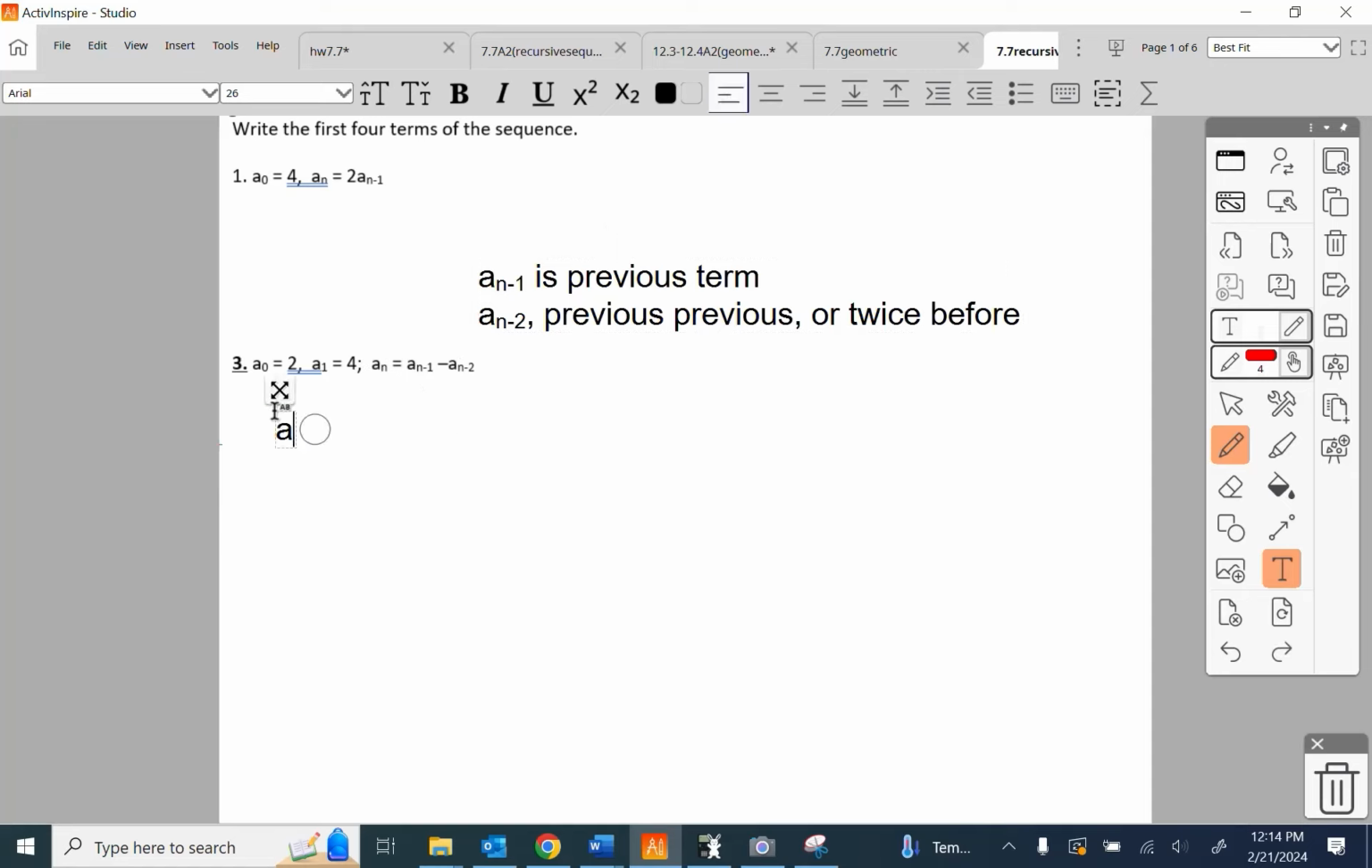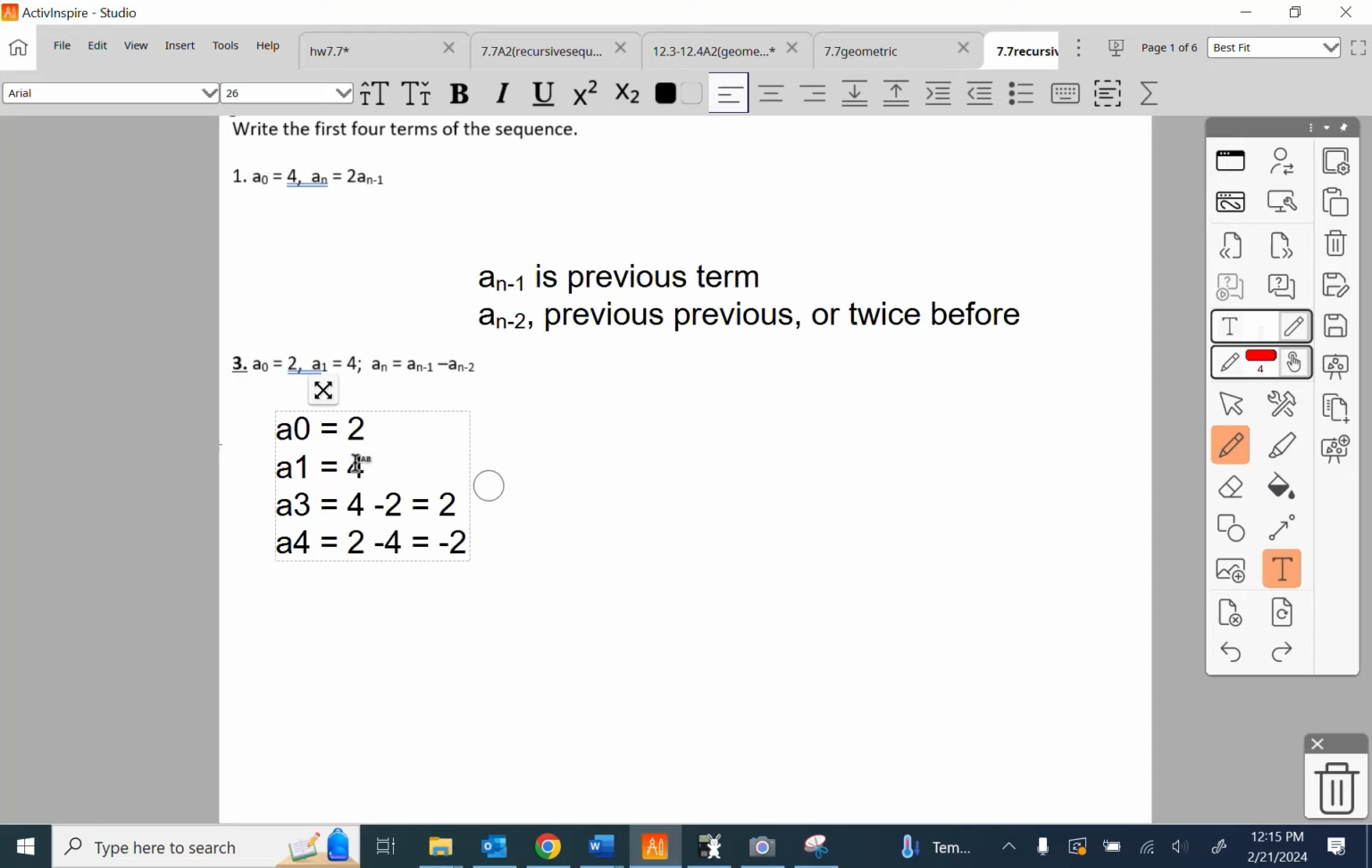You're supposed to write out the first 4 terms. And I already gave you a sub 0, it's 2. A sub 1 is 4. You only have to find 2 more terms. A sub 2 would be the previous term, which is 4, minus the previous term, which is 2. And 4 minus 2 happens to be 2. A sub 3 would be the previous term of 2 minus the previous term of 4, which is negative 2.